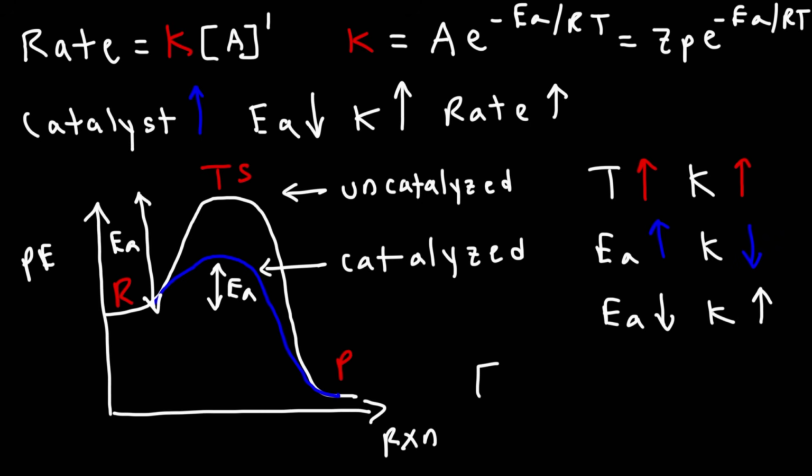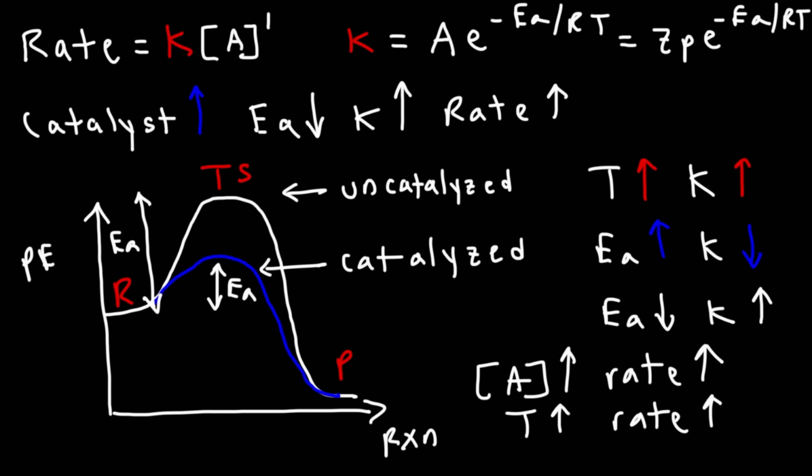So to summarize, if we increase the concentration of the reactant, the rate is going to go up. If we increase the temperature, the rate of the chemical reaction will go up. And if we add a catalyst, the activation energy will go down and the rate of the reaction will go up. So those are some different ways in which we can increase the rate of a chemical reaction. You can increase the concentration, raise the temperature, or introduce a catalyst to speed up the reaction.